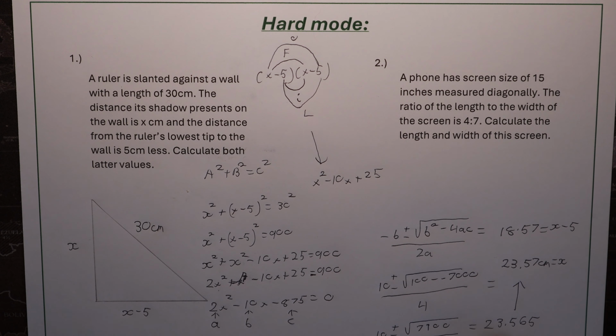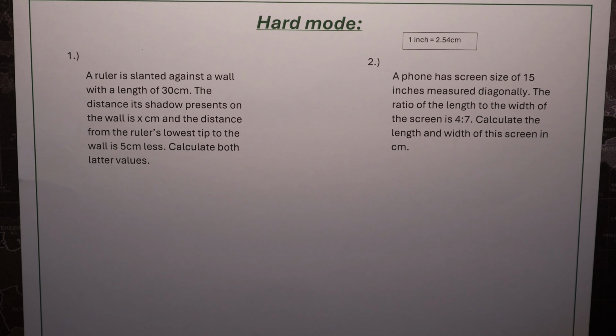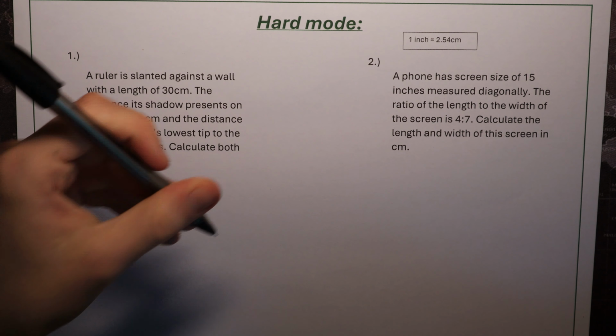So let's go on to question 2 now. In terms of question 2, we have a phone that has a screen size of 15 inches measured diagonally and a ratio of the length to the width of the screen as 4:7. We now need to calculate the length and the width of the screen in centimeters. Now let's circle some keywords, shall we?